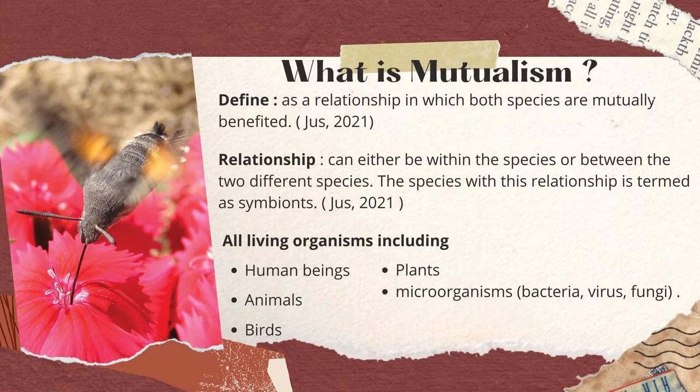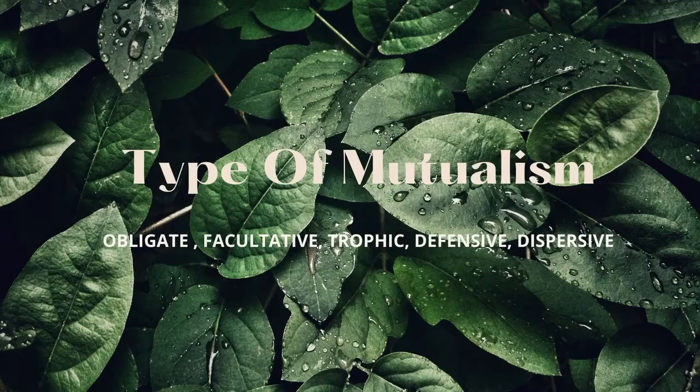This relationship can be either within the species or between two different species. The species with this relationship is termed a symbiont. Mutualism is seen in all living organisms, including human beings, animals, birds, plants, and other microorganisms like bacteria, viruses, and fungi.